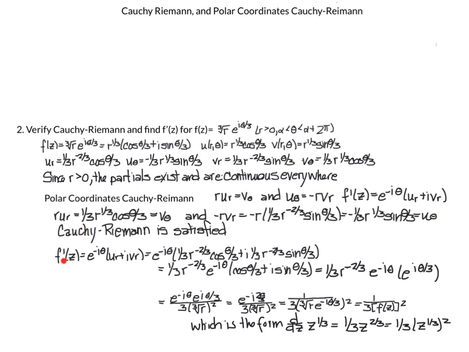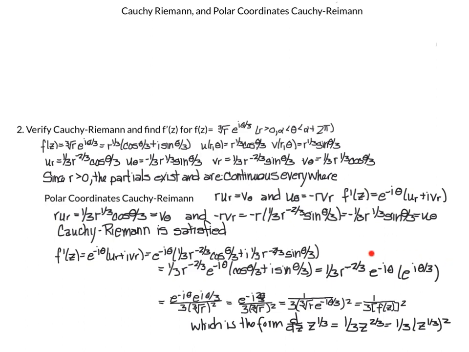I plug into my formula for the derivative, which is e to the minus i theta, u_r plus i v_r, and this is what I get here. e to the minus i theta times 1/3 r to the minus 2/3 cosine theta over 3 plus i 1/3 r to the minus 2/3 sine of theta over 3. So I factor out my common 1/3 r to the minus 2/3 here, and then I multiply my cosine theta over 3 plus i sine theta over 3, which is equal to 1/3 r to the minus 2/3 e to the i theta, and then converting this back to exponential form, e to the i theta over 3.